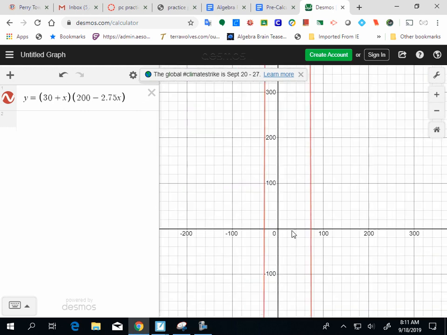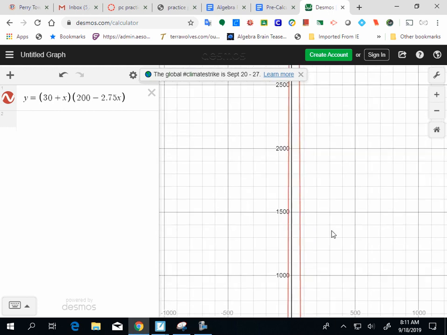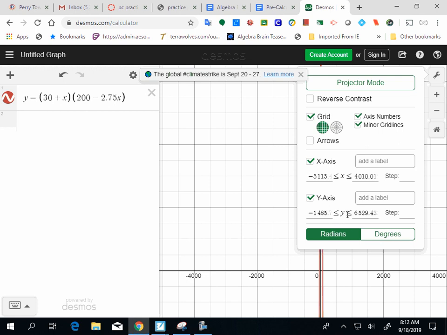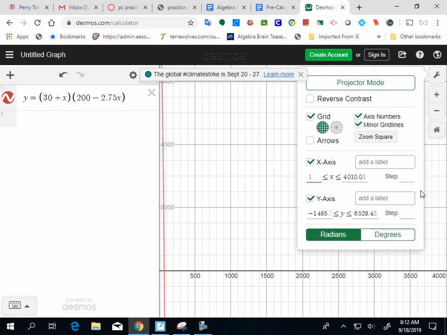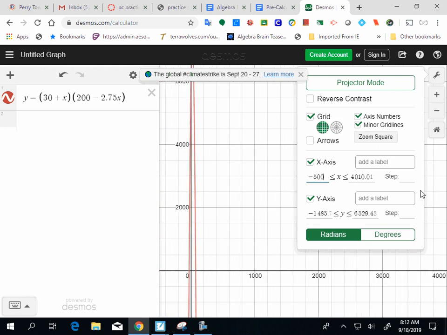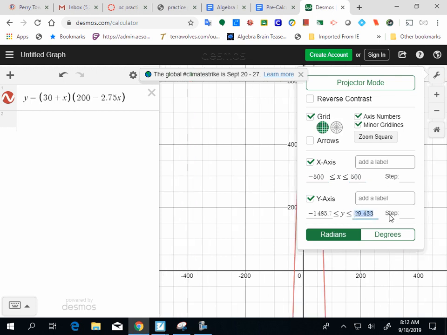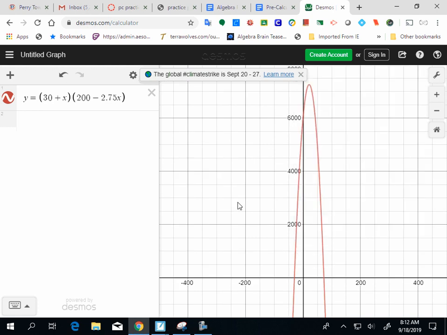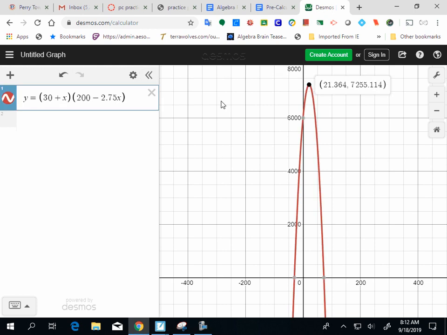There it is. Tell you what, should have had that set up ahead of time. So all I did there was adjust some of my windows. So it looks like x is 21.364.